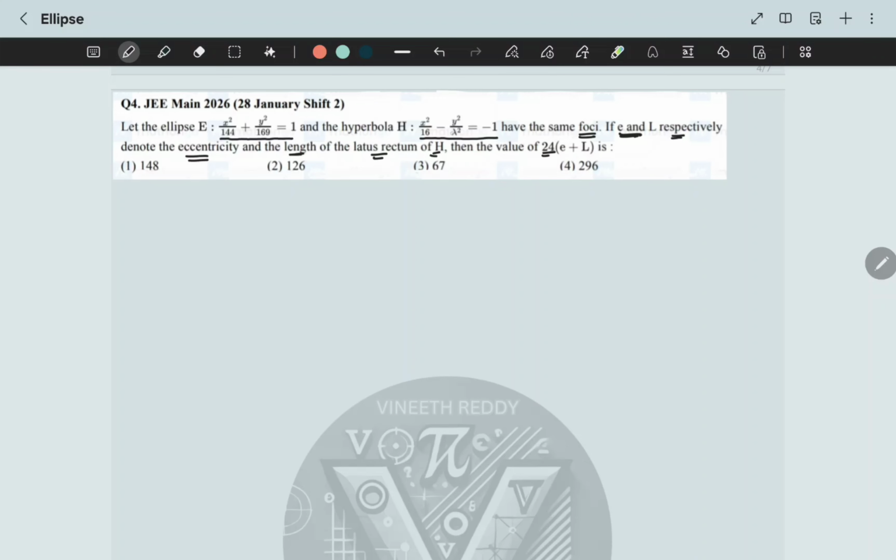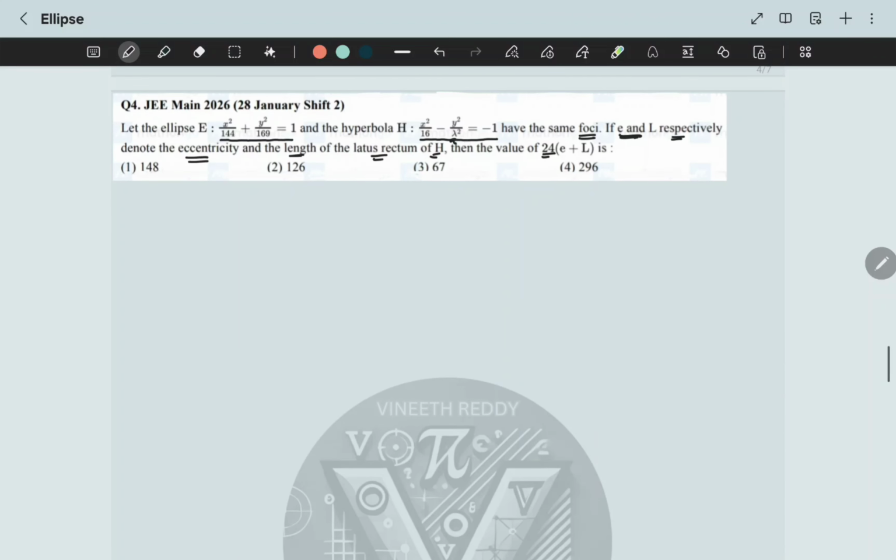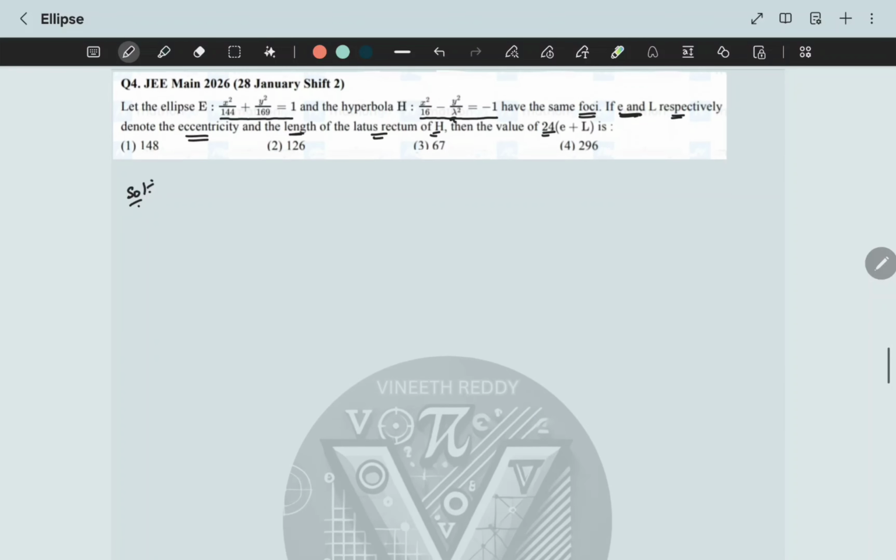To find the eccentricity of the hyperbola, we first have to find lambda, and even to find the length of the latus rectum, we have to find the value of lambda. For that, we have one condition given. This is a procedure based question. He has given that they have the same foci. For the ellipse, b square is greater than a square, which means the foci will be of the form (0, plus or minus b e).